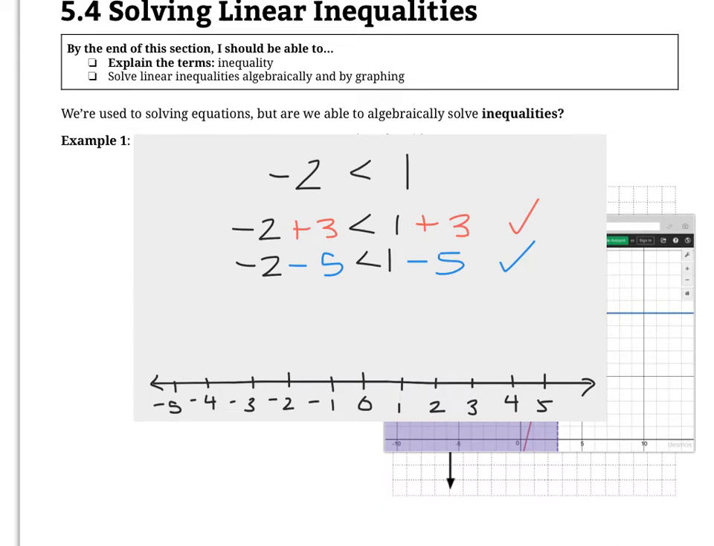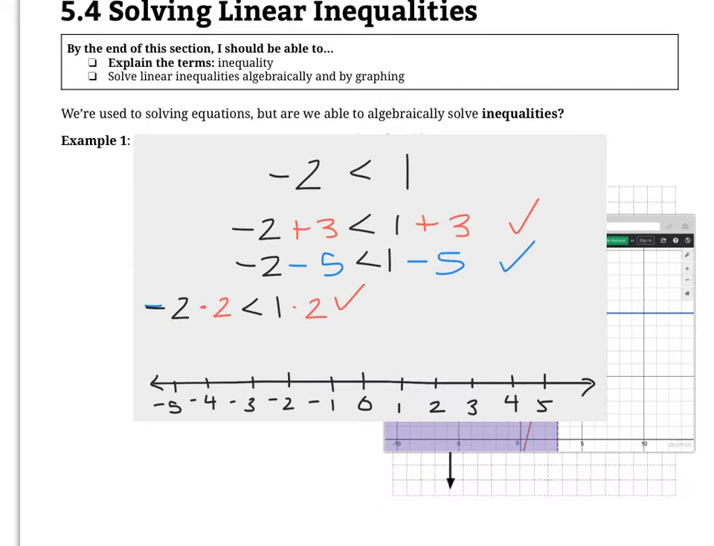Let's try multiplying and dividing. So why don't we try multiplying the entire inequality by positive 2. So I'm going to start with negative 2. I'm going to multiply it by 2. And I'm going to leave my less than sign, and we have 1. I'm going to multiply it by 2. Is this still true? Well, negative 2 times 2 is negative 4. 1 times 2 is 2. Is negative 4 less than 2? Yes, it is. So there's no problems here. So let's try dividing.